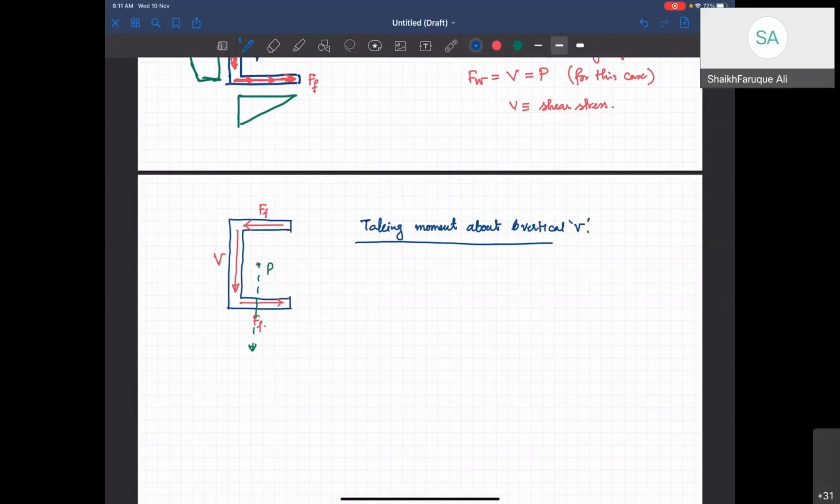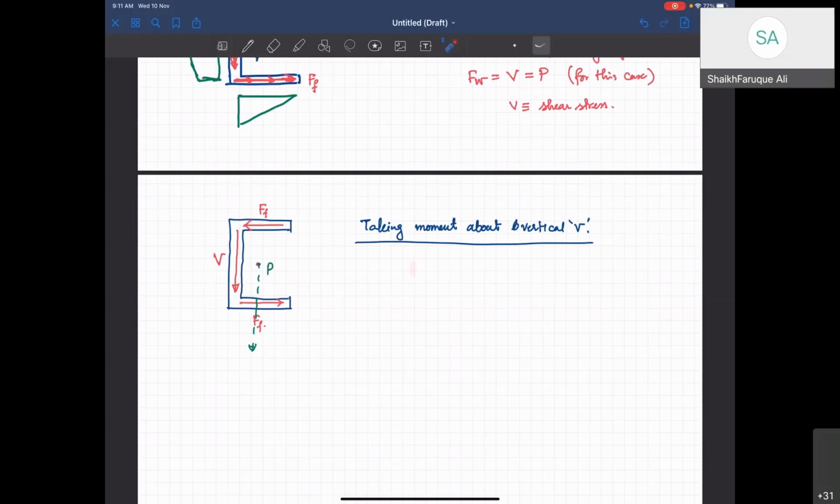Okay. What are we going to get? The summation of forces are balanced, but what about moment? Is the moment balanced? If you take it about this line, or about this line, either way, is the moment balanced? The moment is not balanced, right?